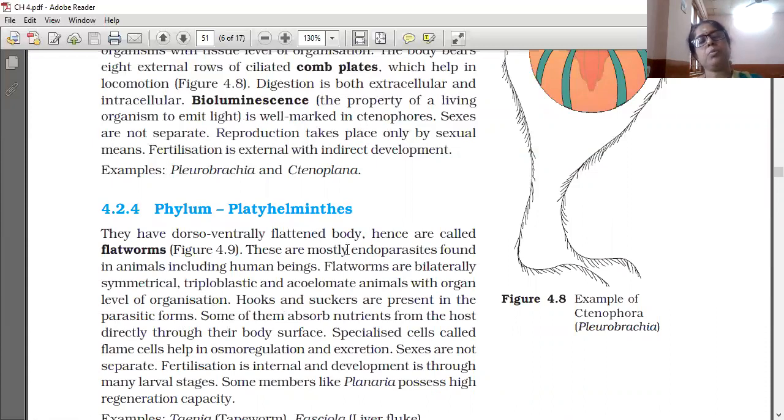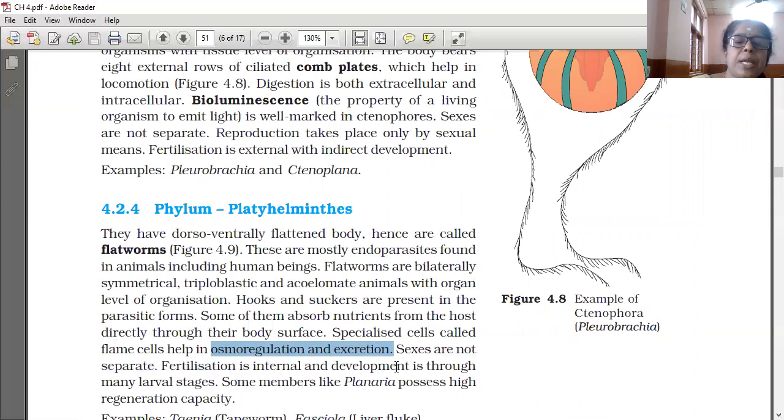Not all organisms, but mostly. Flatworms are bilaterally symmetrical, triploblastic and acoelomate animals with organ level of organization. Hooks and suckers are present in the parasitic forms. Some of them absorb nutrients from the host directly through their body surface. Specialized cells called flame cells help in osmoregulation and excretion. Sexes are not separate. Fertilization is internal and development is through many larval stages.